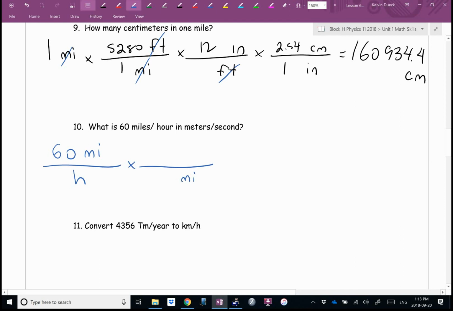What can I do with miles? That would be clever. I could go feet, inches, but wait a minute. I have it in centimeters, and going from centimeters to meters is pretty easy. So let's use that conversion factor that we already calculated. I like that. Maybe you guys are my stronger group then.